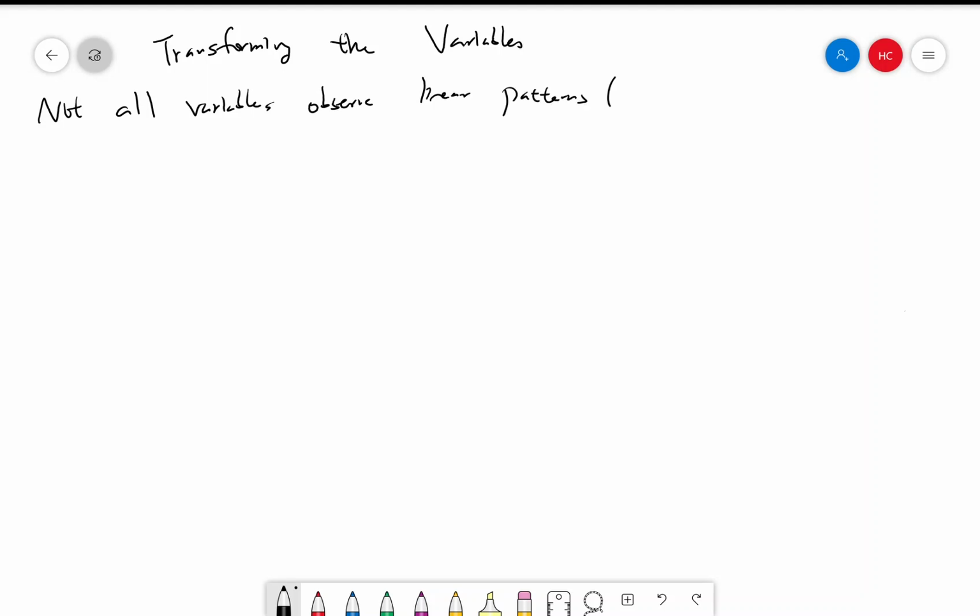Alright, so now we're going to be talking about transforming variables. The reality is that not all variables observe linear patterns. It's possible that two variables observe a quadratic pattern, cubic pattern, or exponential pattern. In those cases, the least square line doesn't work, because if your data points look like this, it's clearly concave up, then it's very bad to use a line to fit these data points. So the least square line doesn't work.